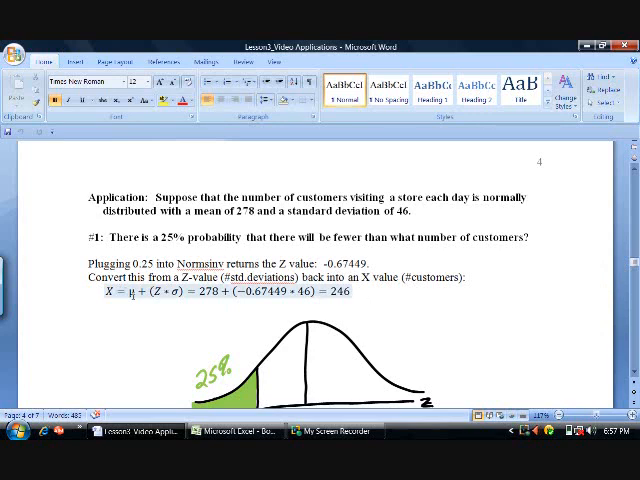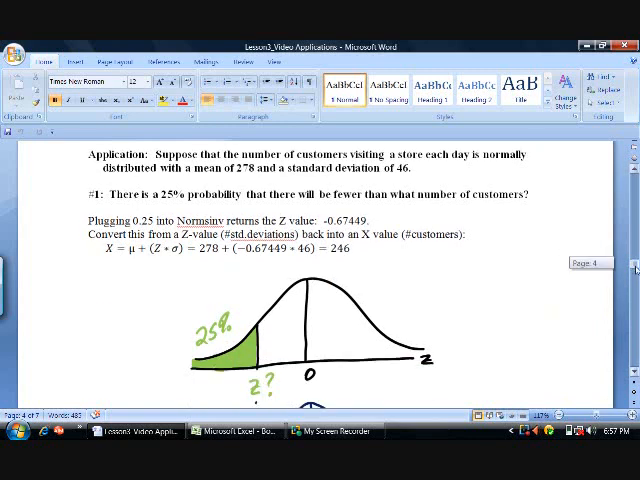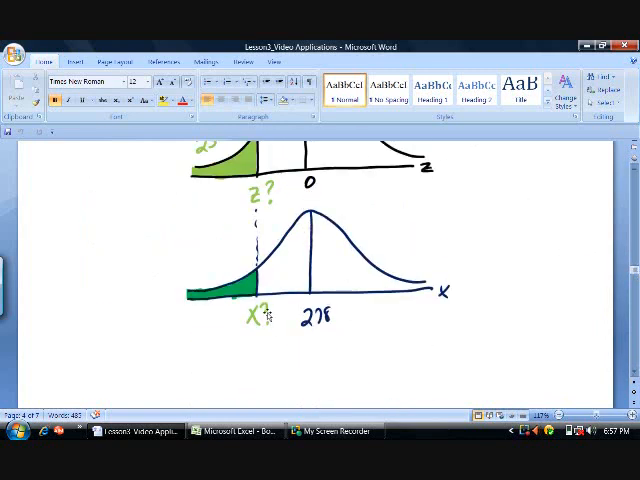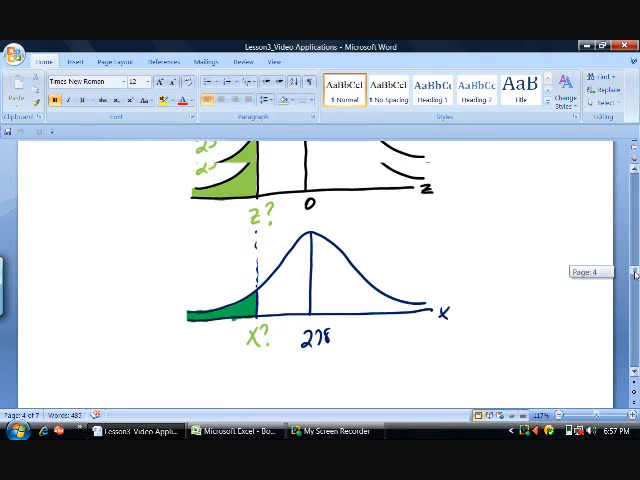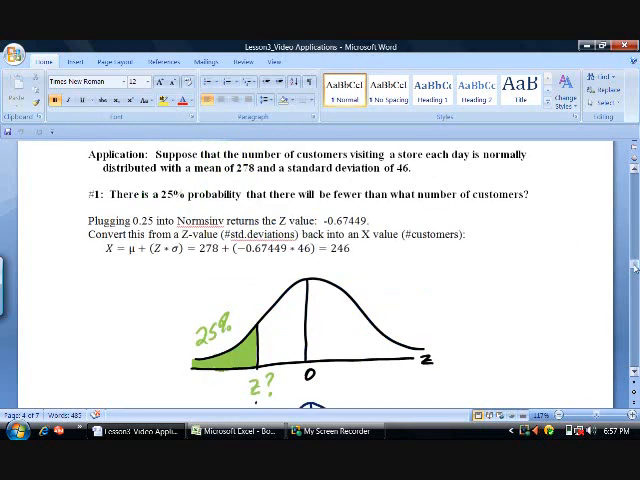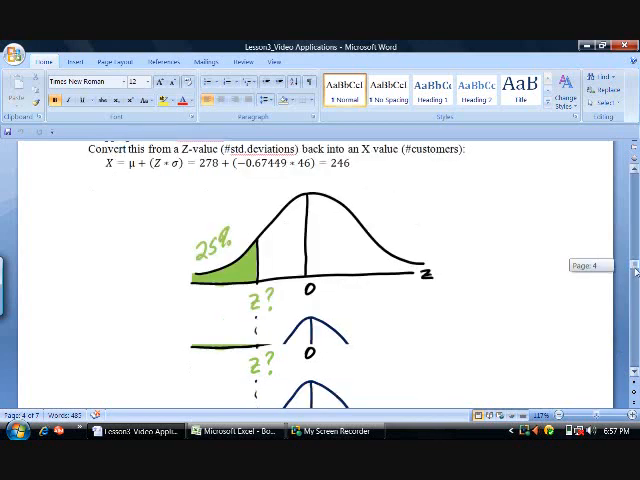Your x value is equal to the mean, 278, plus the z value of minus 0.67449 times the standard deviation of 46. So I'm 0.674 standard deviations below the mean. That gives me an x value of 246. In other words, this x value, 246. So go back to your manager and say, there's a 25% probability that there will be less than 246 customers today.